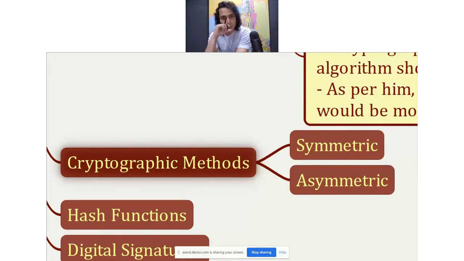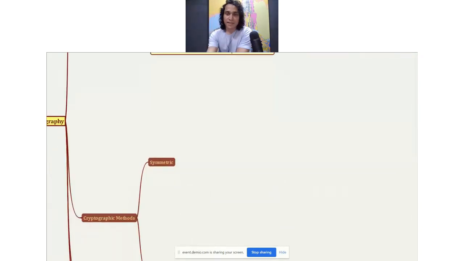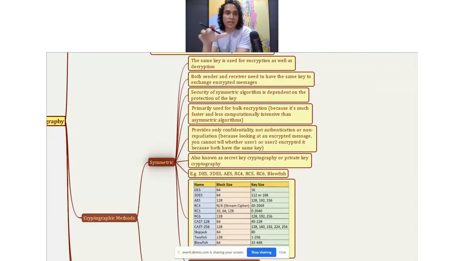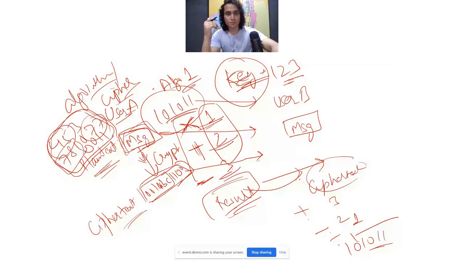Now let's move on to the next one, cryptographic methods, symmetric and asymmetric. When it comes to encryption, there are two methods. One is called symmetric encryption. The second one is called asymmetric encryption. Now let me tell you what the difference between the two is.